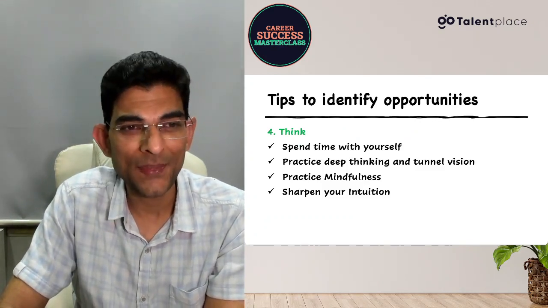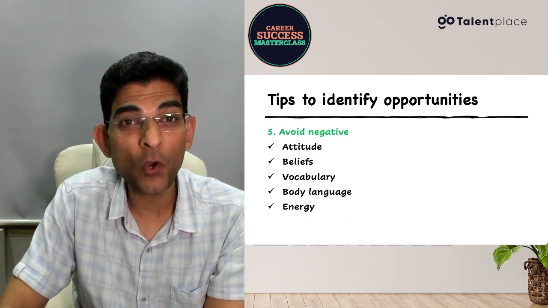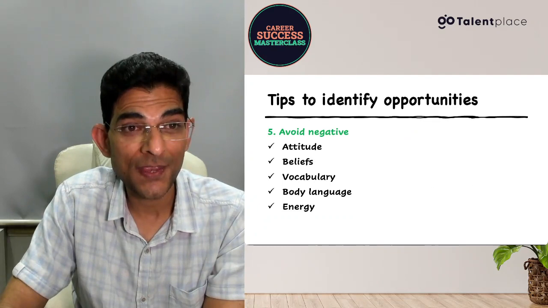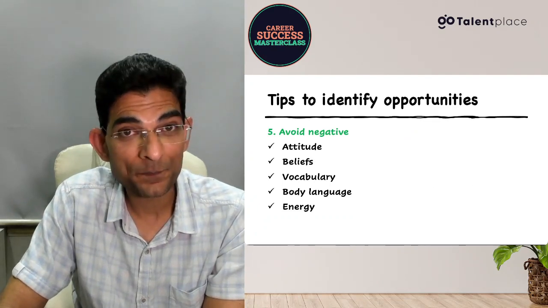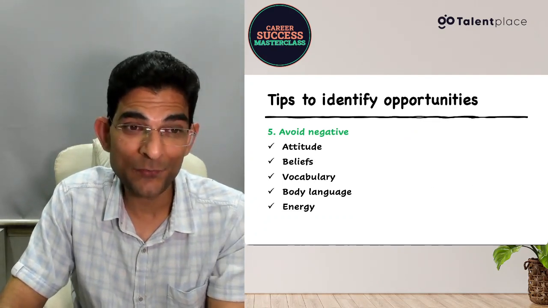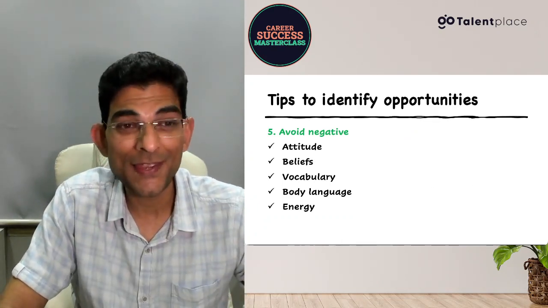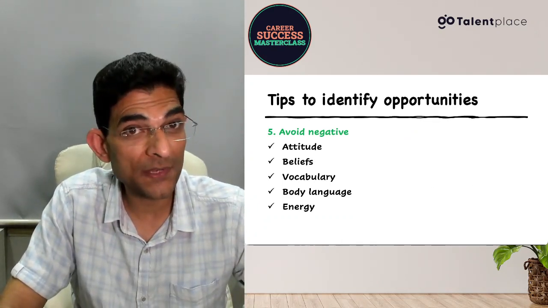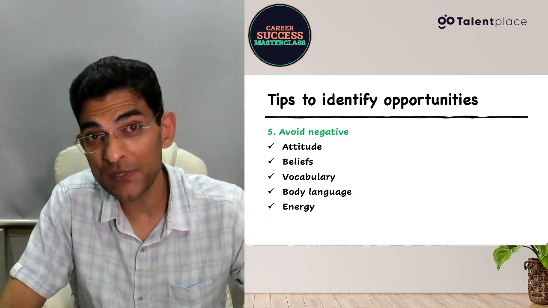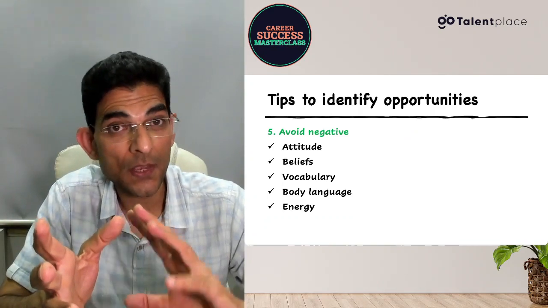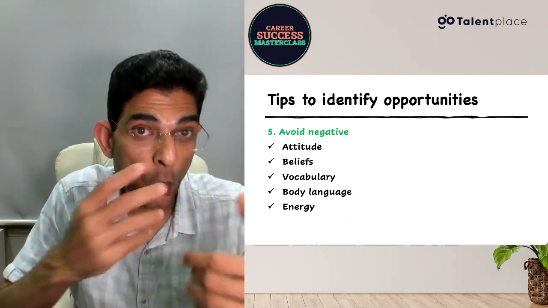Okay, think. The number 5 is avoid all the negative things. Negative attitude, negative beliefs. So I'll not go deeper into this again. We have already discussed a lot of these things. So no negative attitude, no negative beliefs. And if you have them, you have to replace them. Remove your negative anchors, replace them with positive anchors. Remove the negative talk.